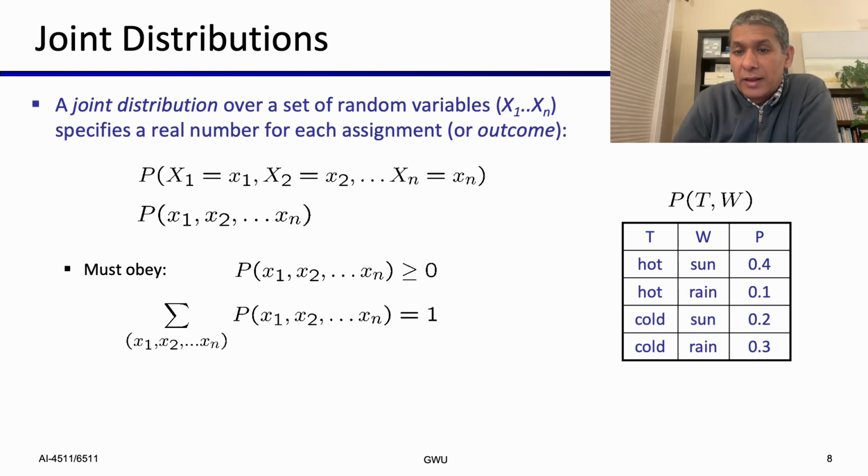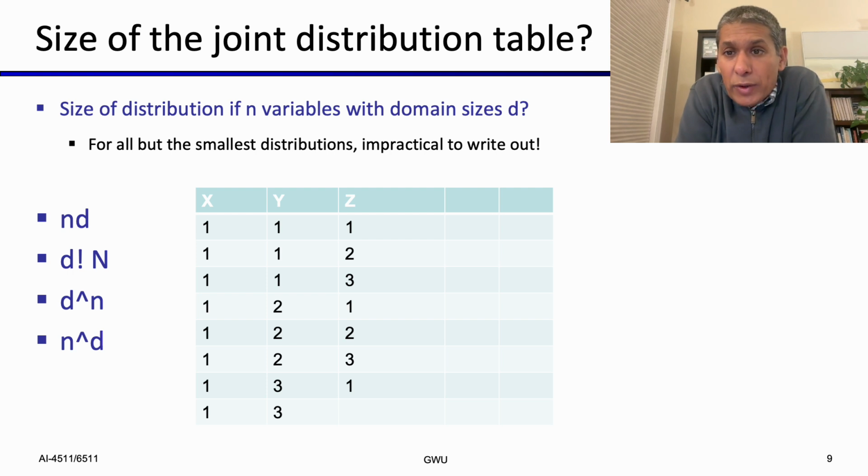So we can say hot and sunny, the probability of that is 0.4. The probability of hot and rain is 0.1, etc. Okay. Now the question is, what is the size of the joint distribution table? It is generally impractical to write it out. Let's suppose you have n variables and domain size d. What is the size of the distribution table? Is it n times d, d factorial times n, d power n, n power d?